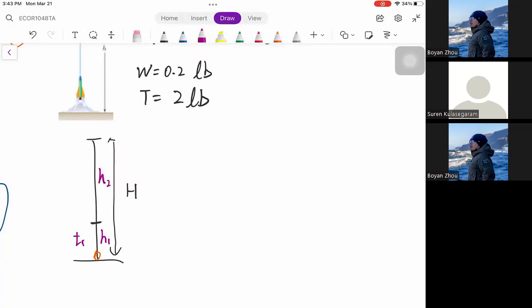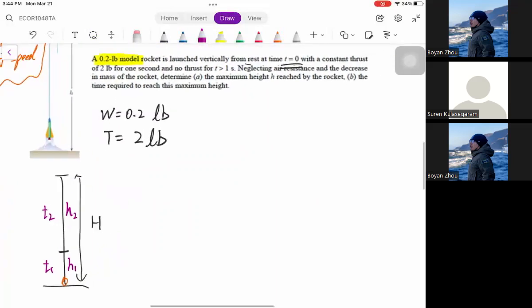The second one is H2. In H2, in this area, the thrust is 0, so the acceleration is just the gravitational acceleration. The time T2 is an unknown value, and we're going to need to find that. We're looking for the maximum height h and also the time required to reach it. So we need to find h equal to h1 plus h2 and t equal to t1 plus t2.